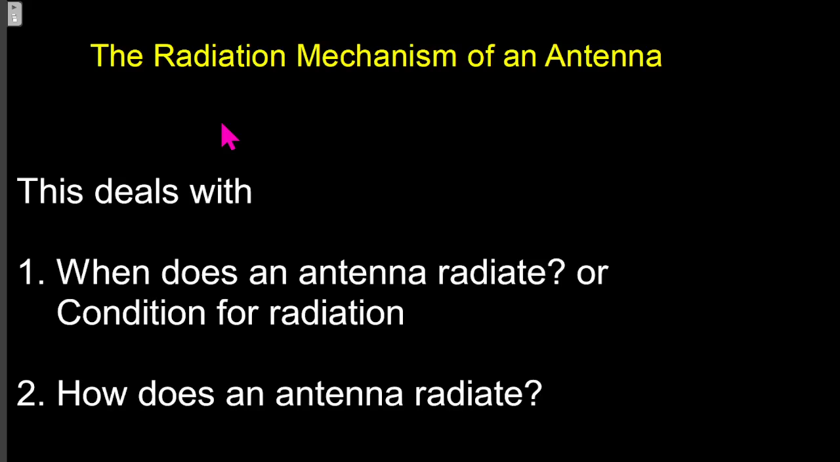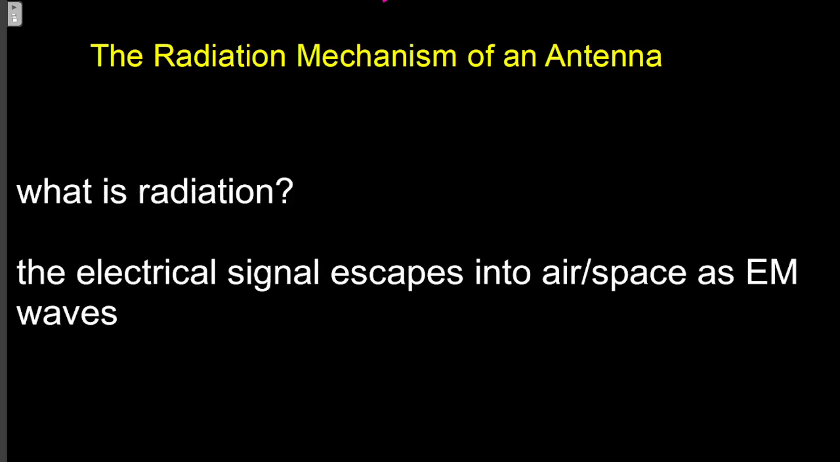Good morning. Today we are going to see about the radiation mechanism of an antenna. This deals with two questions, and if you find the answer, then it's enough. When does an antenna radiate and how does an antenna radiate? Before going to the radiation mechanism, you should know what radiation is. The electrical signal escaping into air or space as EM waves is called radiation.